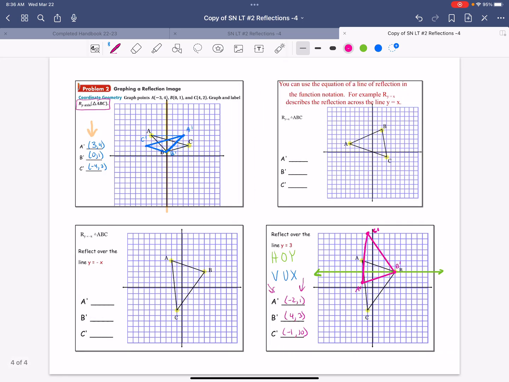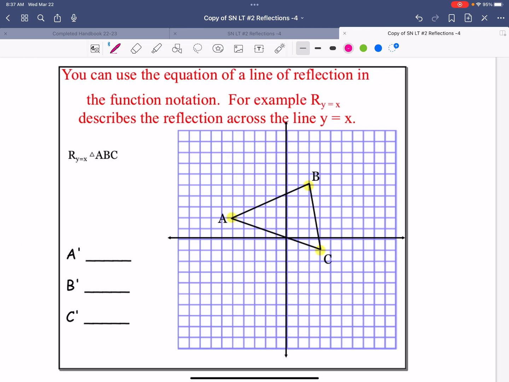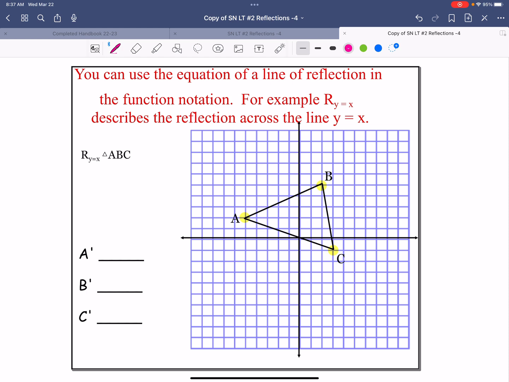So let's go to the next page. We're going to go up here. You can use the equation for the line of reflection. We're going to reflect over the line. This is one way of writing it. Reflect, capital R, over the line y equals x. So first, pause the movie. Try this on your own. Press play when you are finished.